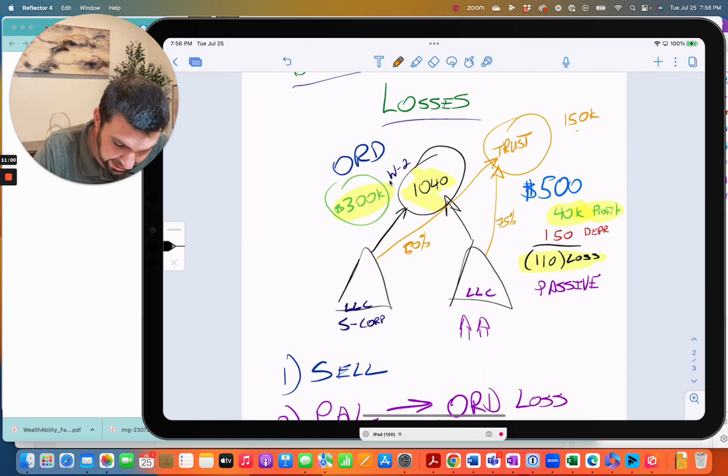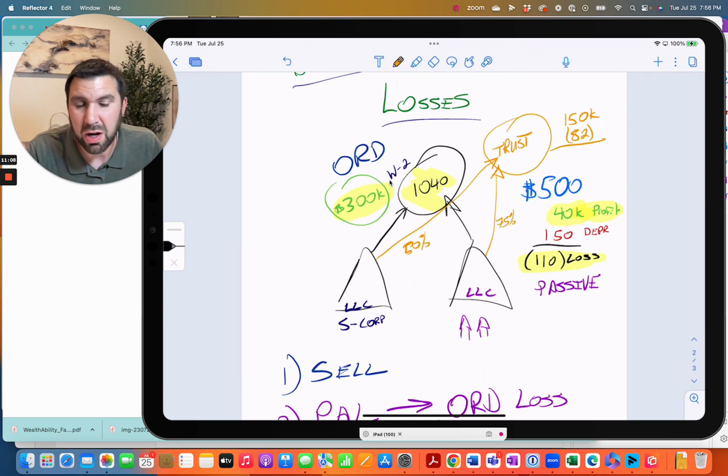So that's like $82,000 of losses. So now we have within that trust, and honestly, I'm just doing these numbers off the top of my head, so that math probably isn't ideal. We would probably design this a little bit differently to make those align.